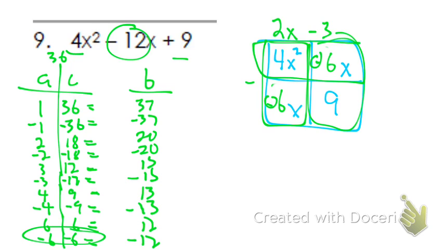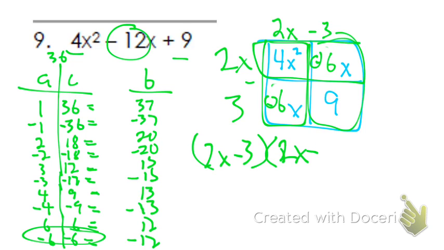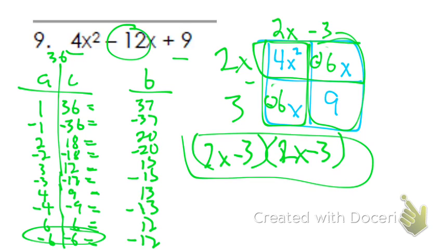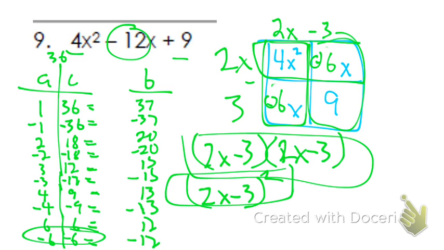Now let's move on to this row. 4x squared and 6x. Well, the 4 and 6 have a 2 in common. And then we both have an x as well. And then in the bottom one, they both have a 3 in common. And so this would be what our factors are. Just put them together. 2x minus 3 times 2x minus 3, which is also the same thing. So this is correct, but this is also the same thing as 2x minus 3 squared. Kind of like that last one I think we did.